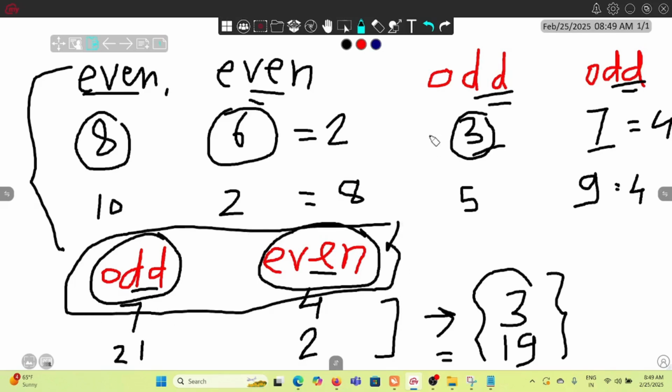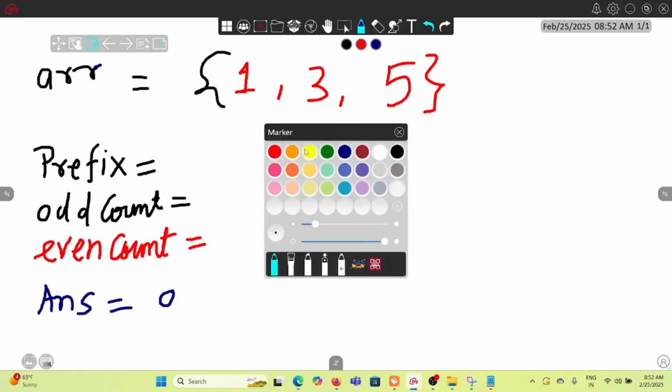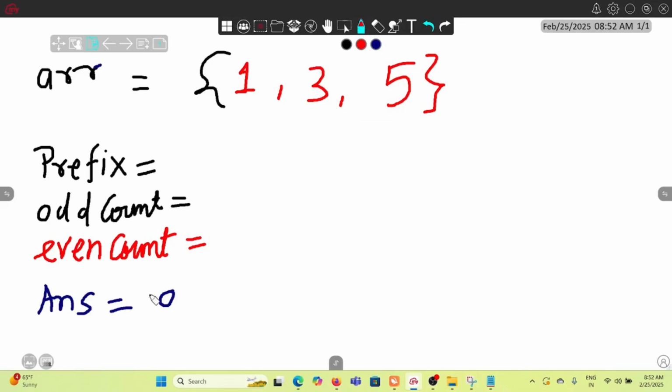So what is the approach? Let's say we have this array, this is the array that is given to us, and now we have to solve this problem for this array. We will go with the prefix sum approach. See here, this is the prefix sum. Initially, odd count would be 0 and even count is 1. Why? Because we are starting from here, so before that we can consider 0 as one of the values, and 0 mod 2 gives us 0. So we can consider that even count is 1.